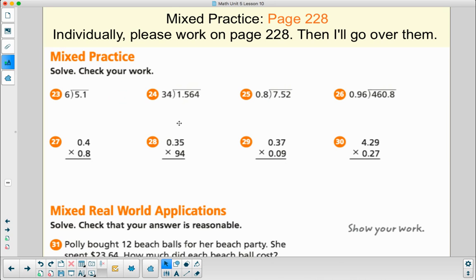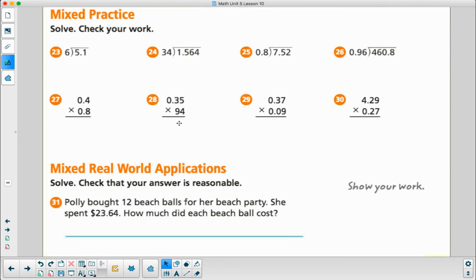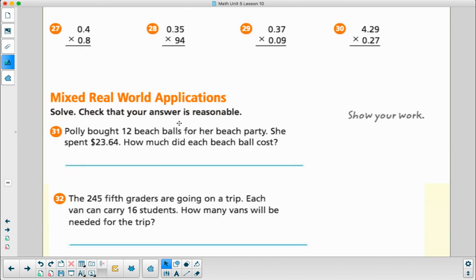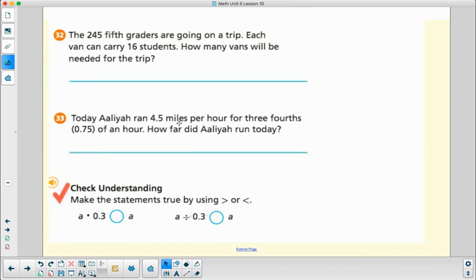Okay, you're probably several days into this lesson. I know I've been talking a long time. All right, so go ahead and do page 228, and then I'll go over them. Hopefully my answers pop up. There's 23 through 31. There's 32 through check my understanding.